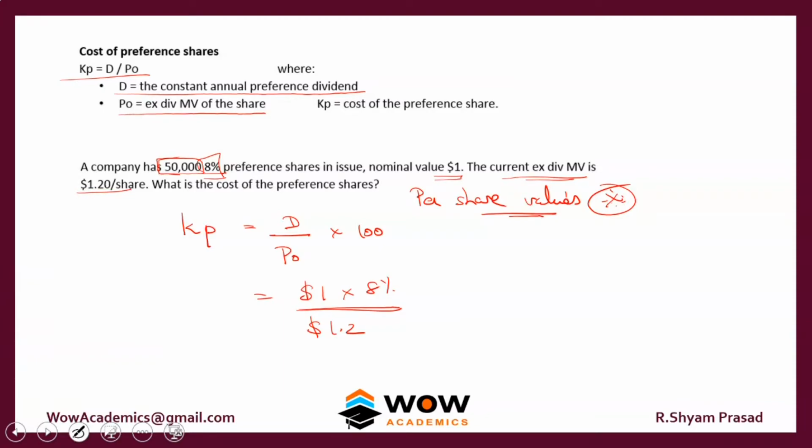If you are going to solve it through the whole numbers, $1 is the nominal value, 8% is the dividend percentage, 50,000 is the number of shares in issue. So that is the total worth of dividends. If you multiply, that's your numerator. Your denominator is the total value of preference shares, which comes to 1.2 into 50,000. If you solve this, usually this and this get cancelled. So either way, it's better to always do the problem in per share value itself. That's about the cost of preference shares.